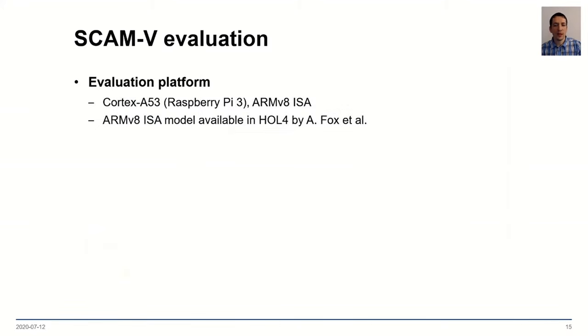To evaluate ScanV, we build a hardware infrastructure with Raspberry Pi 3 boards. Actually, it's running and humming right now under my desk. Anyways, the boards feature ARMv8 processors, which are simple, and they do not execute speculatively according to their documentation. For the ISA semantics, our implementation relies on the model by Anthony Fox, which is embedded in HOL4.